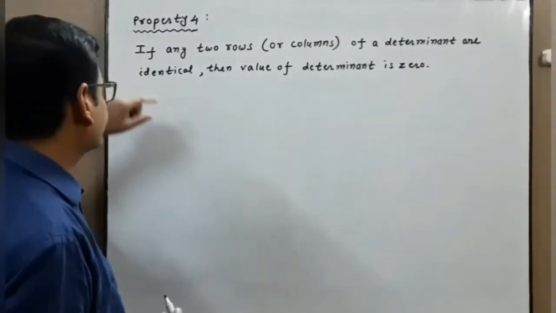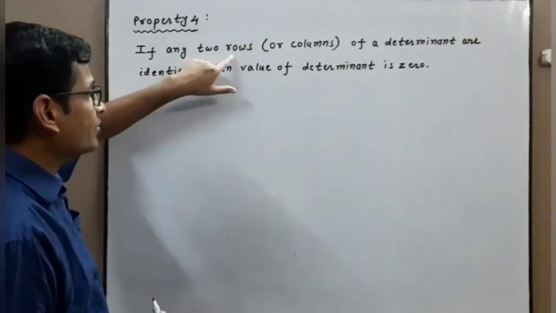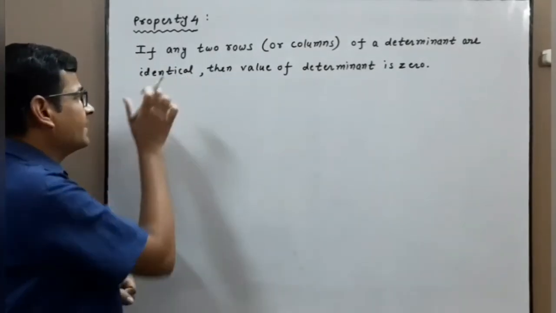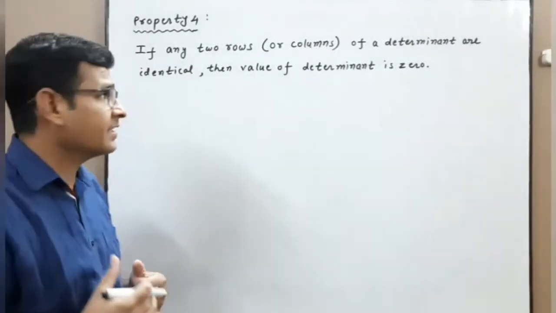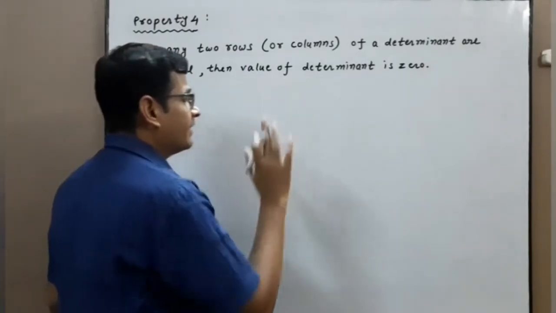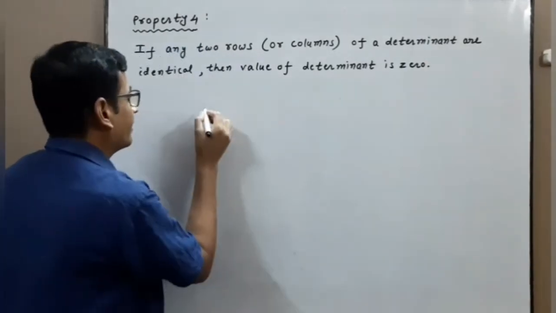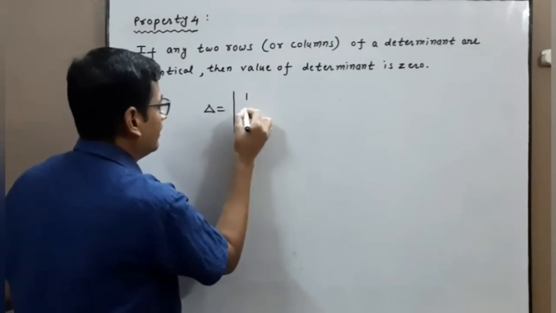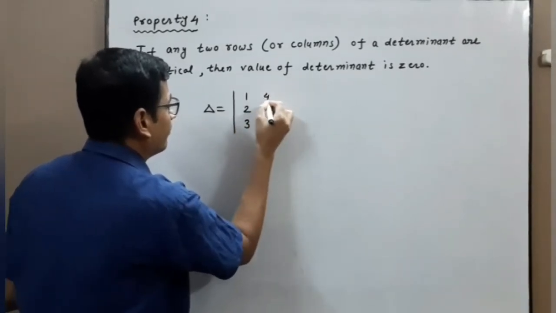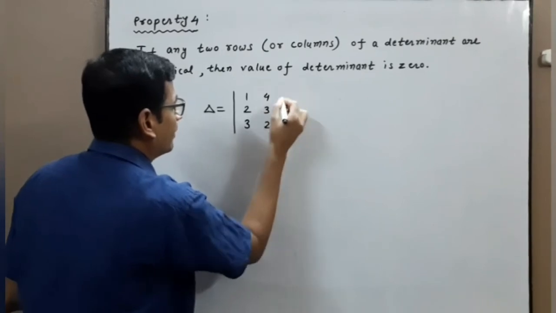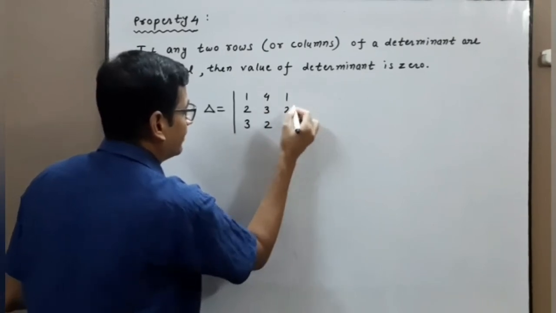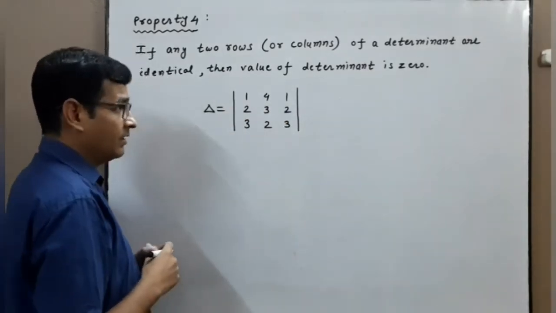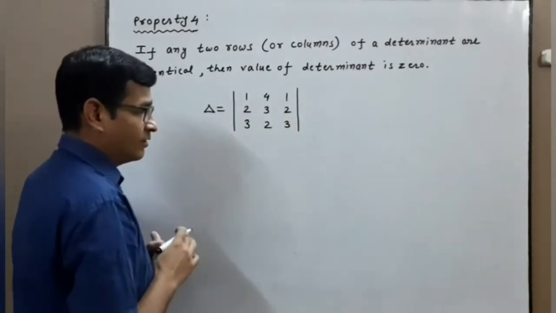Property 4. If any two rows or columns of a determinant are identical, means corresponding elements are equal, then value of determinant is 0. Let del equal to |1 2 3; 4 3 2; 1 2 3|. Clearly column 1 and column 3 are equal. So value of determinant is 0.